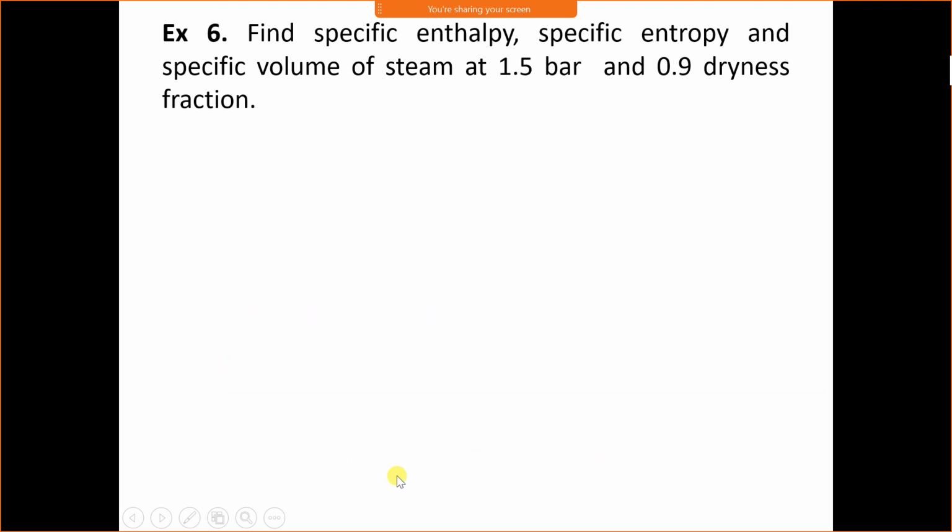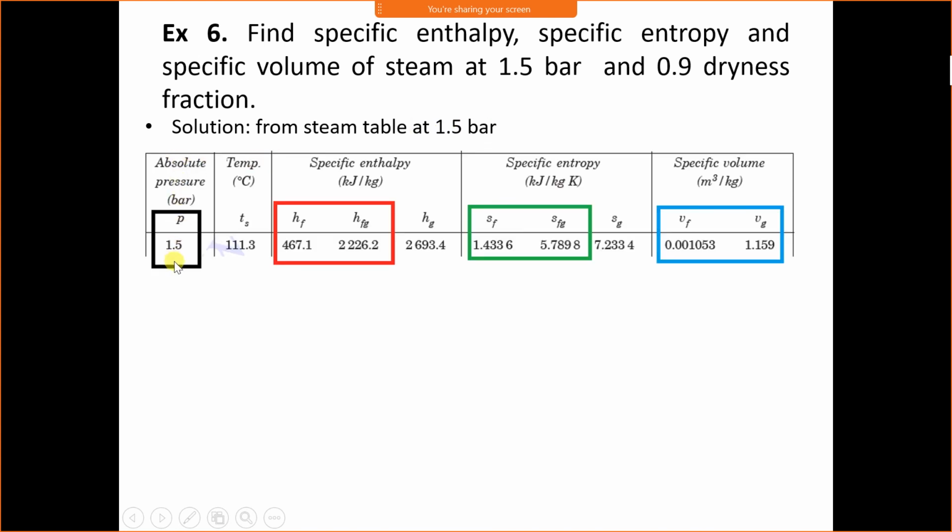Okay. Next problem. Find specific enthalpy, specific volume, and specific entropy of steam at 1.5 bar and 0.9 dryness fraction. Again, dryness fraction is given. It means steam is wet. But in this problem, instead of temperature, pressure is given. Therefore, we will go to steam table, table number 2, in which first column is given for pressure. Pressure is 1.5 bar, and these are the corresponding values.